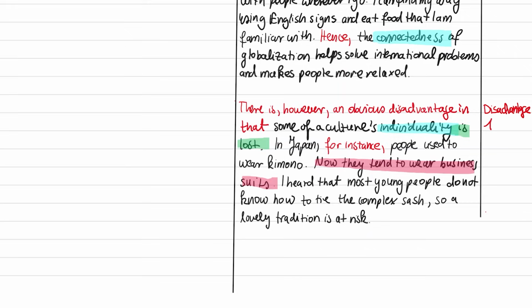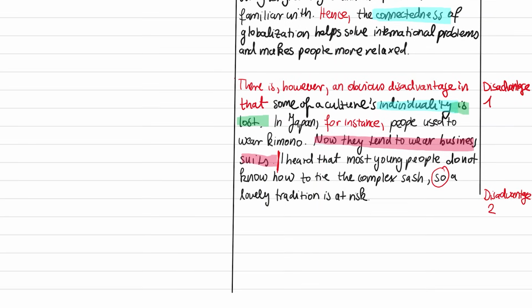In other words, the shortness of the sentence highlights my concern about globalization. Then I go back to a longer sentence. You can see two clauses here joined by "so." I heard that most young people do not know how to tie the complex sash, so a lovely tradition is at risk. If you use different sentence structures like this, you demonstrate that you know advanced grammar, and this will improve your IELTS writing band score. Now, let's state the second disadvantage.